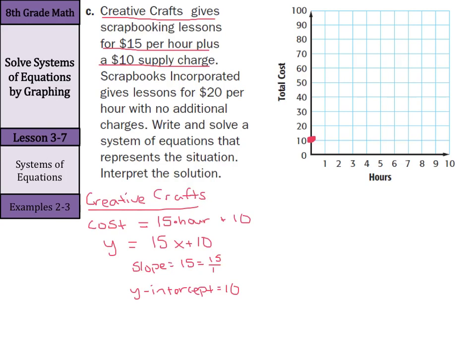Well, notice our graph here is counting up by tens. Our hours are by ones. So when we go up 15, we're not counting up 15. We're wanting to make sure we go up 15. So 10 plus 15 is 25, which is right around here, over 1.